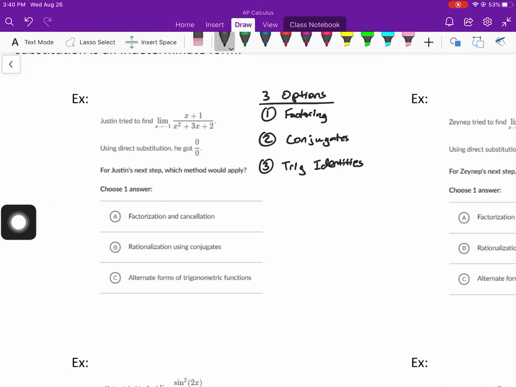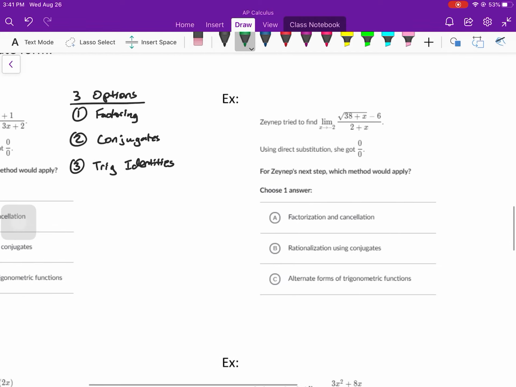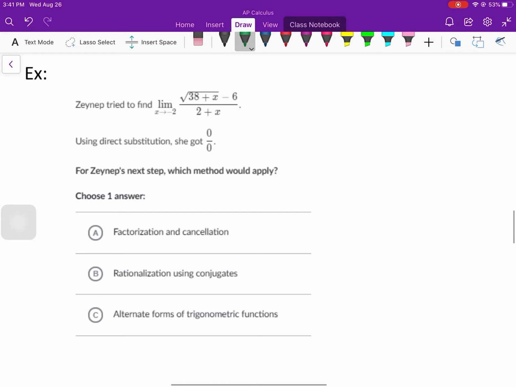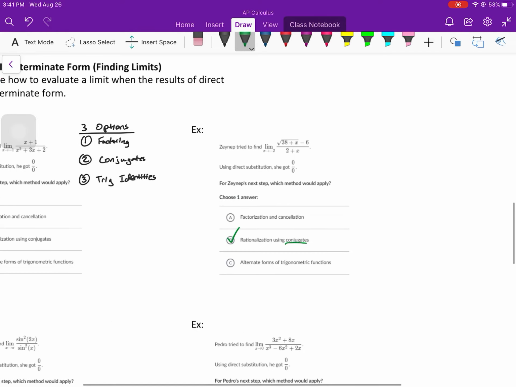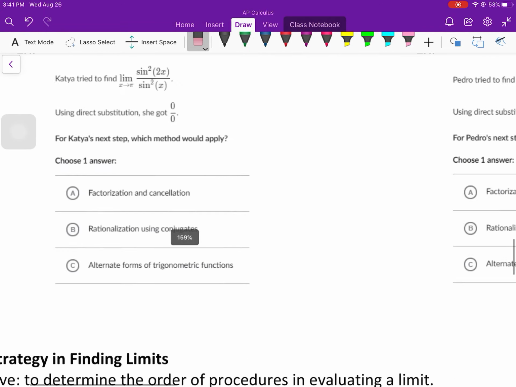So this one, you could just see it's a polynomial on the bottom, polynomial on the top. So this is going to be factoring. We're not going to need to multiply a conjugate. There wouldn't really be a conjugate that applies there. Let's take a look at this one. We got the square root in this one, 0 over 0. This, you should already know, just kind of points right to conjugates. We're going to have to multiply by the square root and then the plus 6 instead.